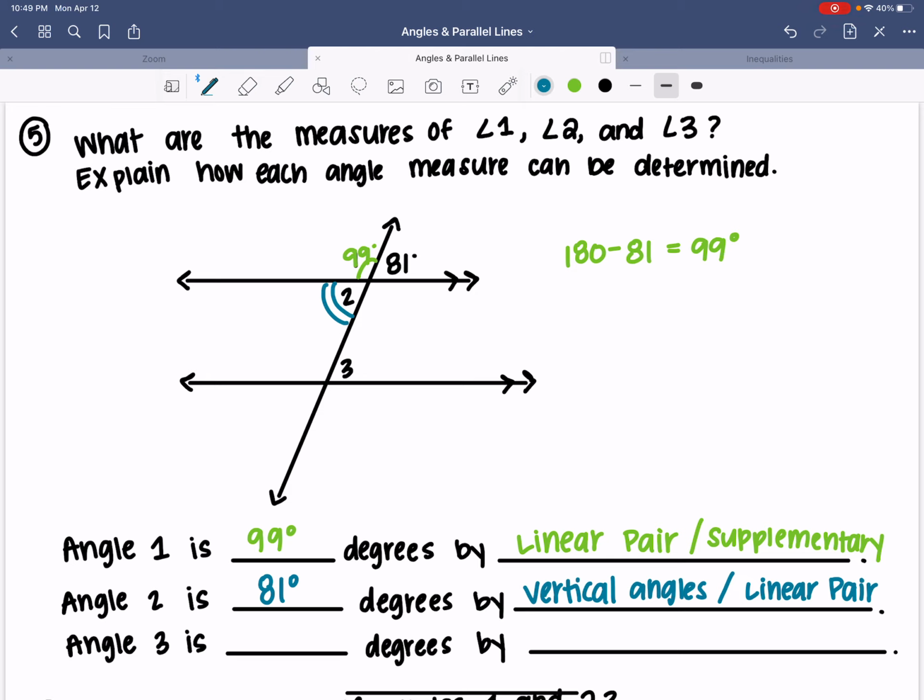All right, and let's see, angle 3. All right, angle 3, we can use angle 2 to get us there. So again, we said that this one is also 81 degrees. So these would be alternate interior angles. So that would also be 81 degrees. Okay, you could also say that this is corresponding to angle 81. So that would be another option that you could use.